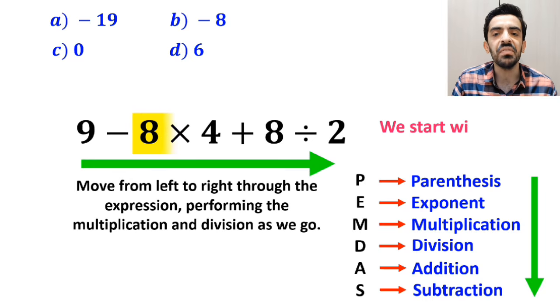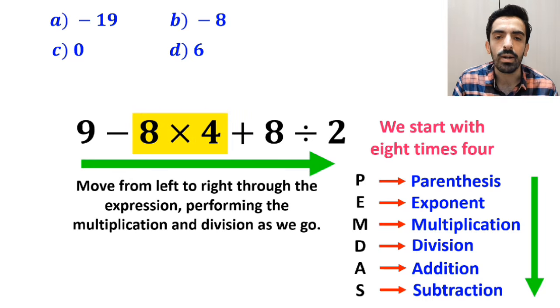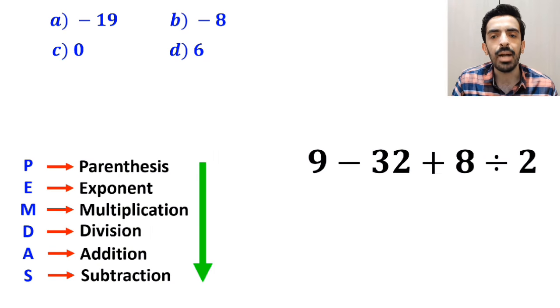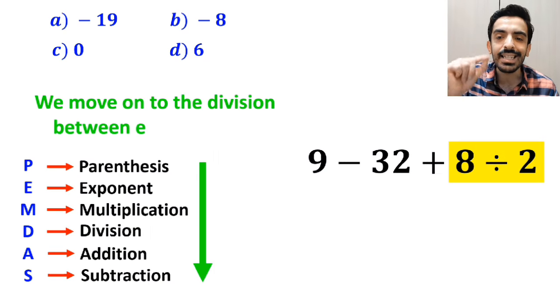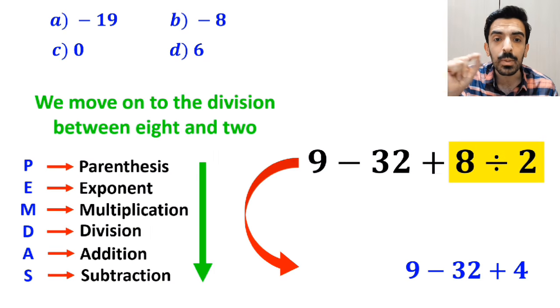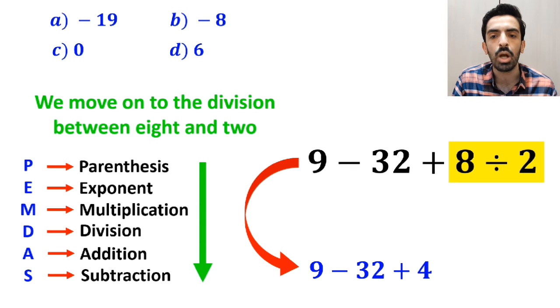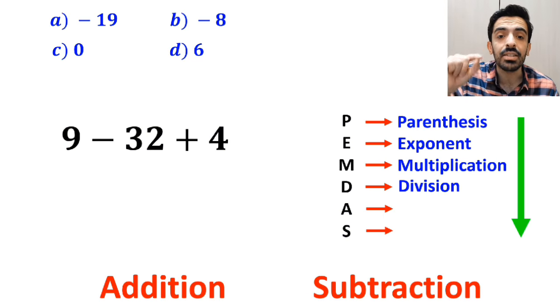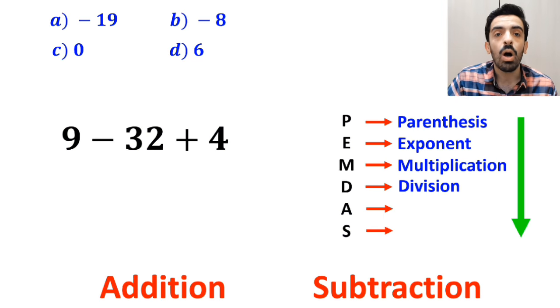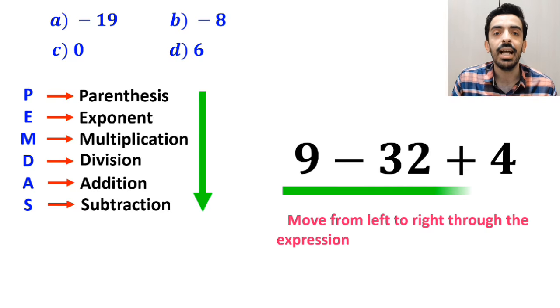So, first we start with 8 times 4 and write this expression as 9 minus 32 plus 8 divided by 2. And the next step, we move on to the division between 8 and 2 and replace this expression with 9 minus 32 plus 4. Once again, we should remember that addition and subtraction also have the same level of priority. And the best thing to do here is to move from left to right through the expression and perform them in order.